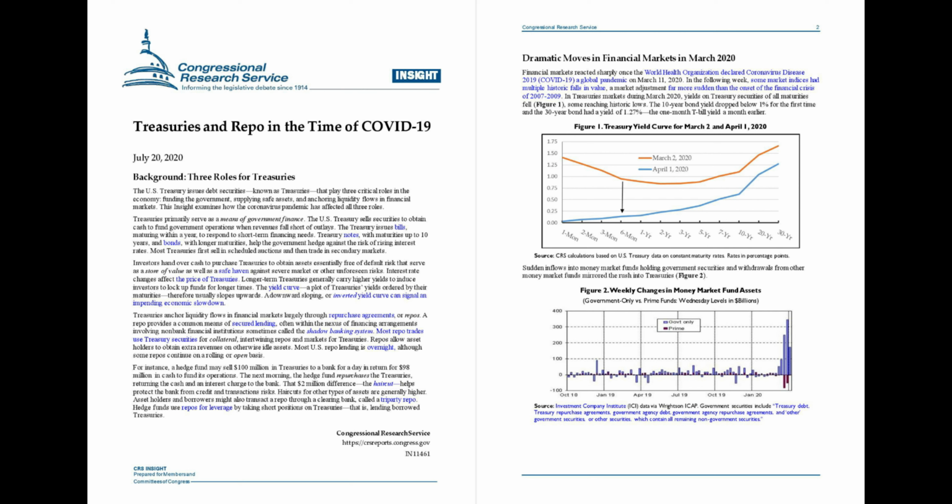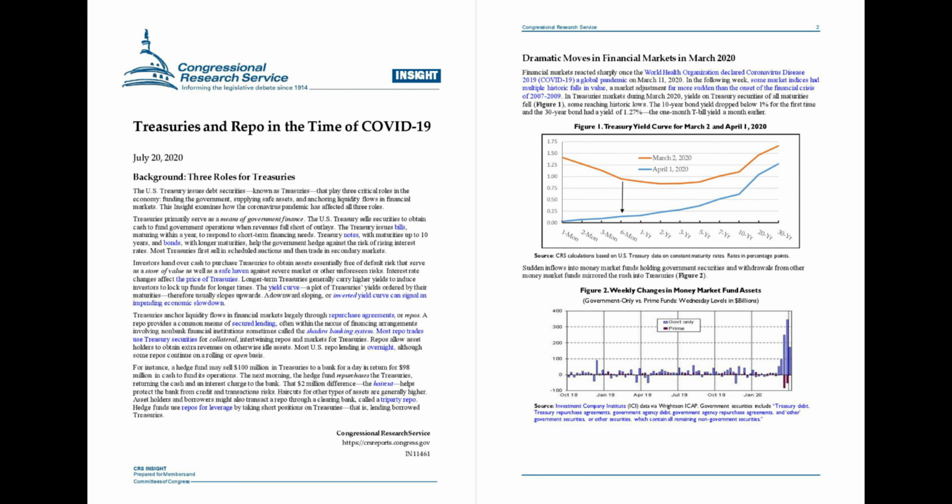Dramatic moves in financial markets. In March 2020, financial markets reacted sharply once the World Health Organization declared coronavirus disease 2019 (COVID-19) a global pandemic on March 11, 2020. In the following week, some market indices had multiple historic falls in value, a market adjustment far more sudden than the onset of the financial crisis of 2007 to 2009.